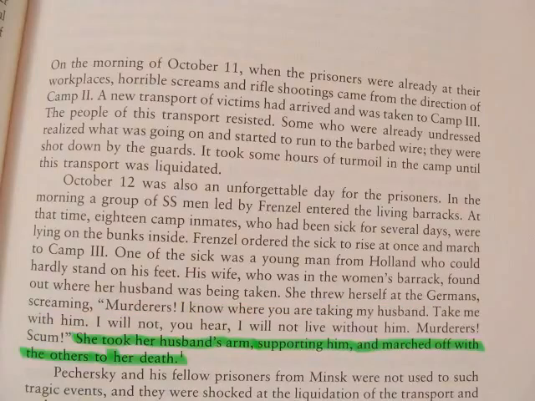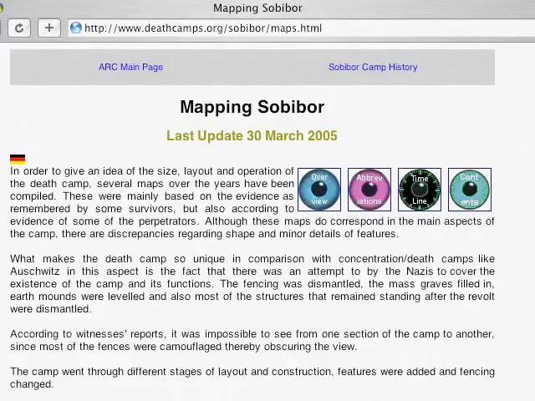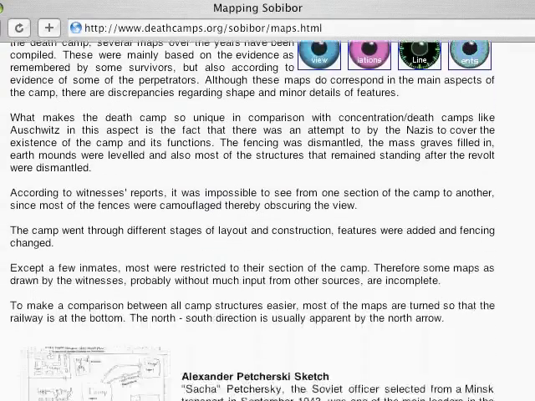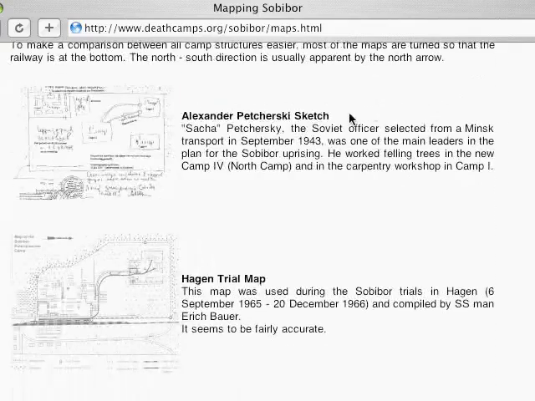She took her husband's arm, supporting him, and marched off with the others to her death. Now let's look at Pechersky's ability to put forth some logistical facts via a drawing of the camp. If Pechersky had really been there observing everything, he would not have drawn a map like this. Considering that, look at the sketch while I read from page 310 in Arad.